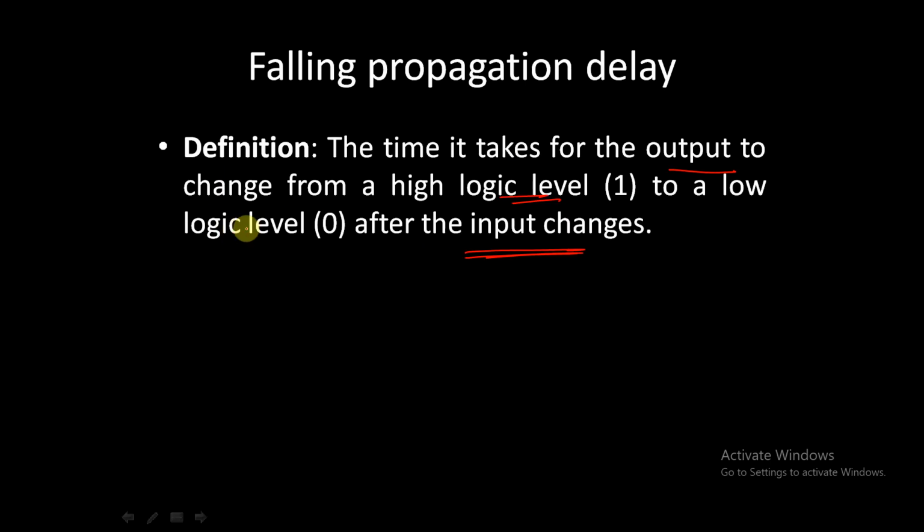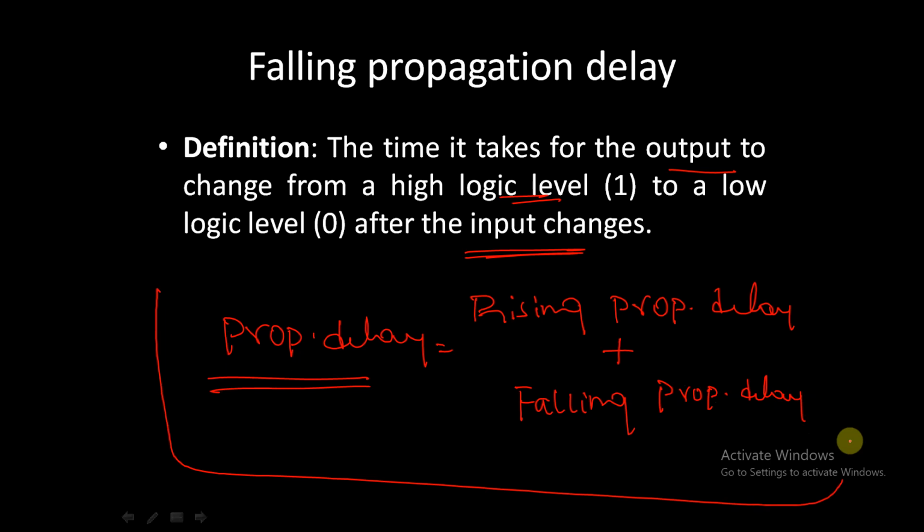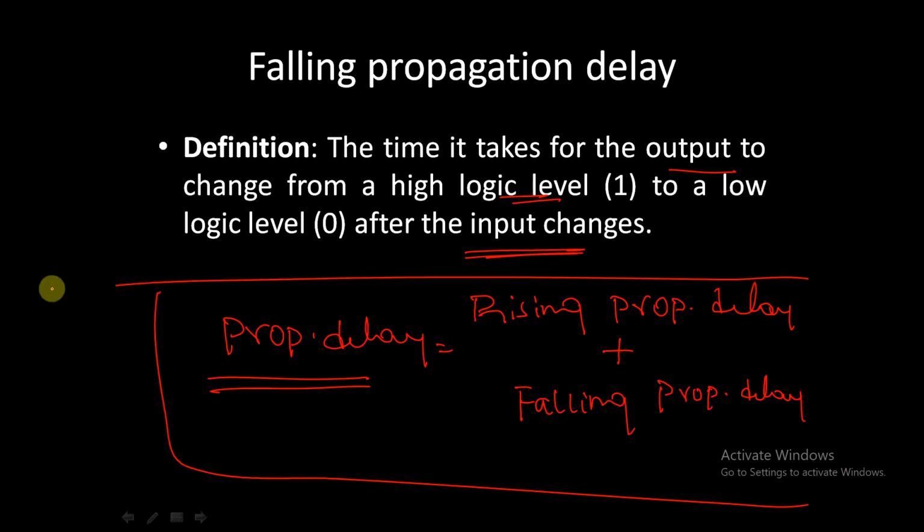Now, the total propagation delay is calculated from this rising and falling propagation delay. So the total propagation delay is given by rising propagation delay plus falling propagation delay. Okay, so this is the propagation delay of this combinational circuit. So this is how we will find the propagation delay of this combinational circuit. Is it clear? Yes.